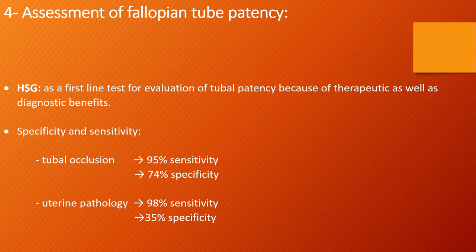Assessment of fallopian tube patency. First is the hysterosalpingogram, a first-line test for evaluation of tubal patency because of its therapeutic as well as diagnostic benefits. A meta-analysis of 9 studies compared the hysterosalpingogram with laparoscopy as the standard, giving pooled estimates of sensitivity and specificity for identifying tubal occlusion and uterine pathology. For tubal occlusion it is about 95% sensitivity and 74% specificity, and for uterine pathology about 98% sensitivity and 35% specificity.